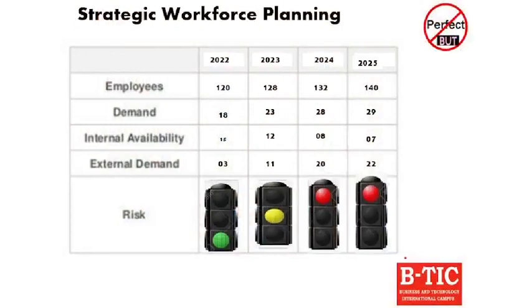Now, if you take the trend of your workforce in the past, 3 years ago, if you have 120 employees and you have a demand of 18 new employees for the next year's operation, and if you have about 15 people internally available for that, you need only 3 people from external recruitment. That is very less risky.